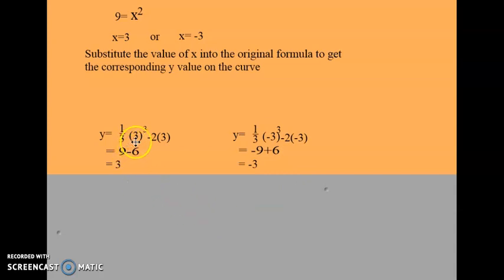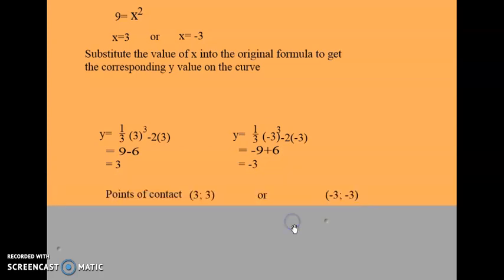So I've got 27 multiplied by a third is 9, minus 6 is 3. Then for minus 3, 27 multiplied by a third is minus 9, and minus times a minus is a plus 6. The difference between 6 and 9 is 3, and I keep the sign of the biggest number.